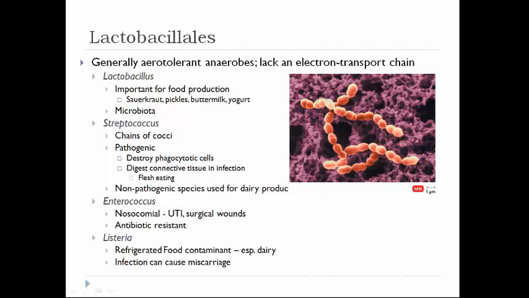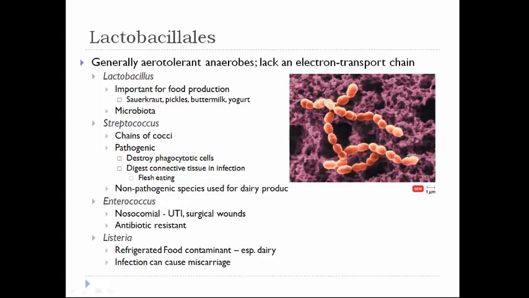But also Streptococcus, well, that organism is pathogenic. It is actually capable of destroying phagocytotic cells. It can kill macrophages. And it will digest connective tissue in an infection. So it's actually known as a flesh-eating microorganism. Some non-pathogenic species are used for dairy production.